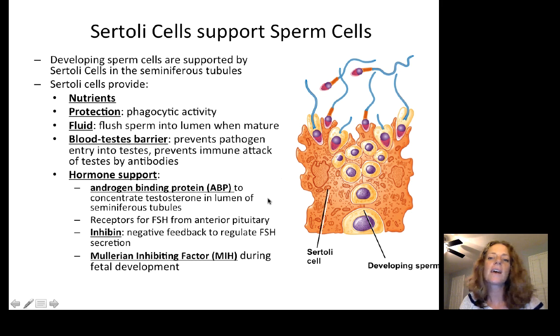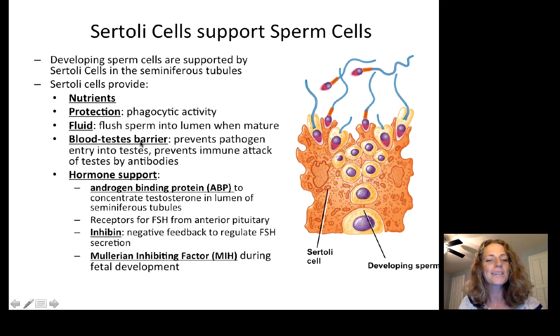There are some other cells that are nearby that help to support the developing sperm. These are called Sertoli cells, and they're found within the seminiferous tubules, and they provide a lot for the developing sperm. They provide nutrients, they provide protection, they have phagocytic activity, they provide fluid, which will help to flush the sperm into the lumen once they're mature. They also make a blood-testes barrier.